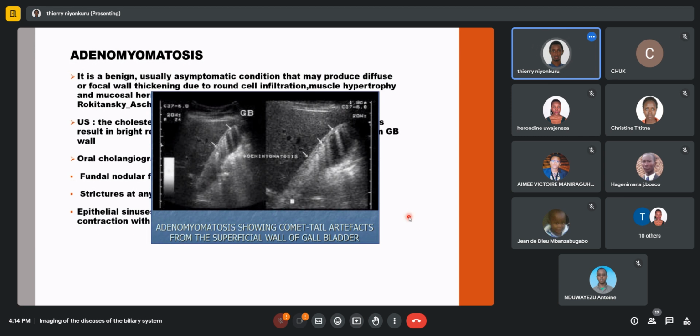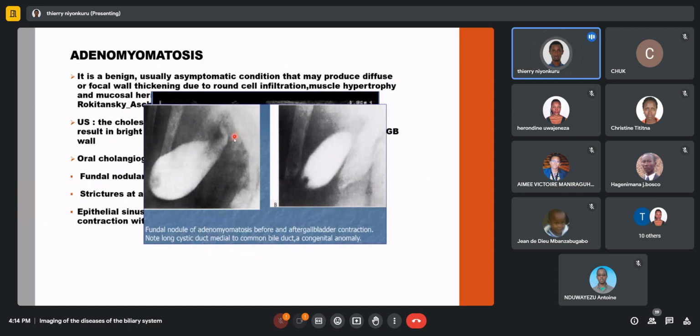So this is a case of adenomyomatosis. You can see this comet-tail artifact from the superficial wall of the gallbladder, which is consistent with adenomyomatosis. It has resulted from this focal wall thickening with infiltration of cells, and on echography we see this comet-tail artifact.